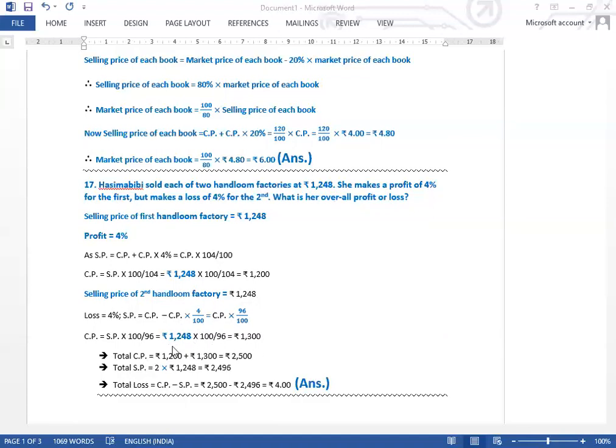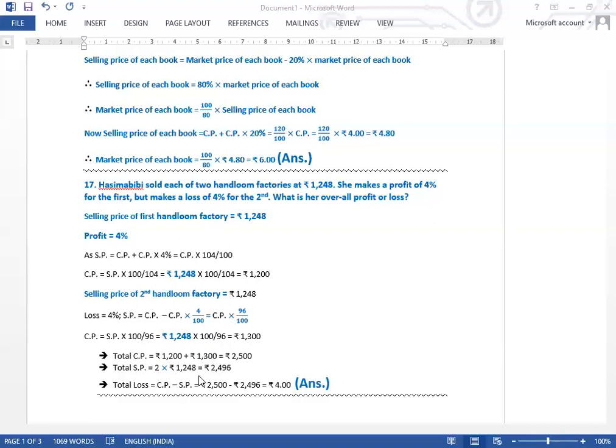So what is the total CP? 1200 for the first and 1300 for the second. So it is 2500. What will be the total SP, that is selling price? 2 into 1248. So you got 2496. But 2500 is the cost price. So cost price is more than selling price. So here there will be a loss.